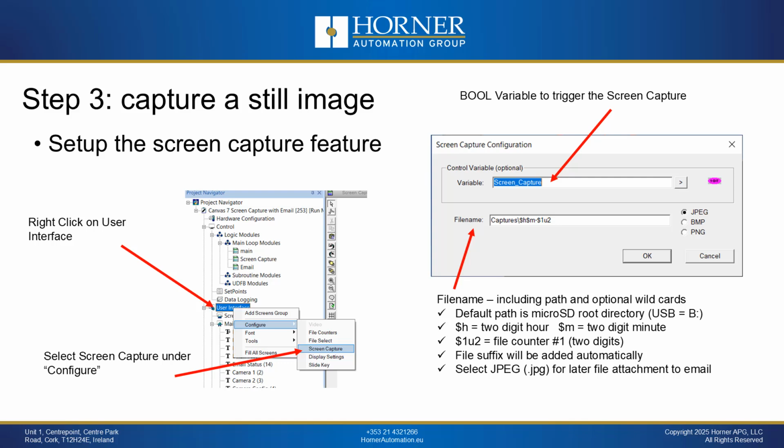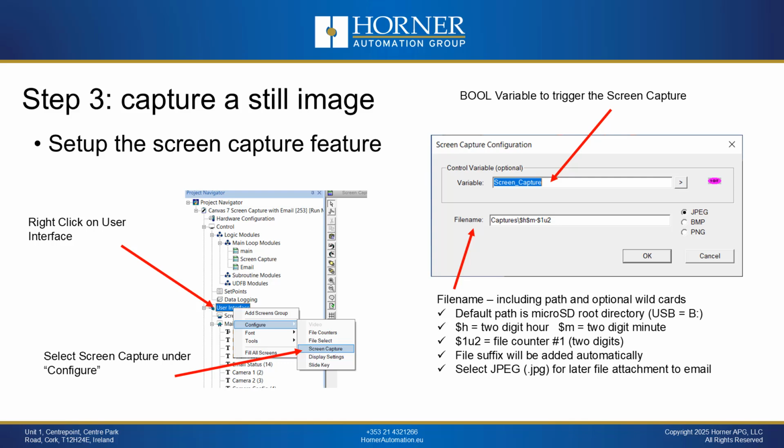Then specify the file name for the captured image to ensure that each captured image has a unique file name. It is common to use wildcard characters in the file name. For example, the file name and path may include a folder named captures followed by a slash to indicate the destination directory of the image.